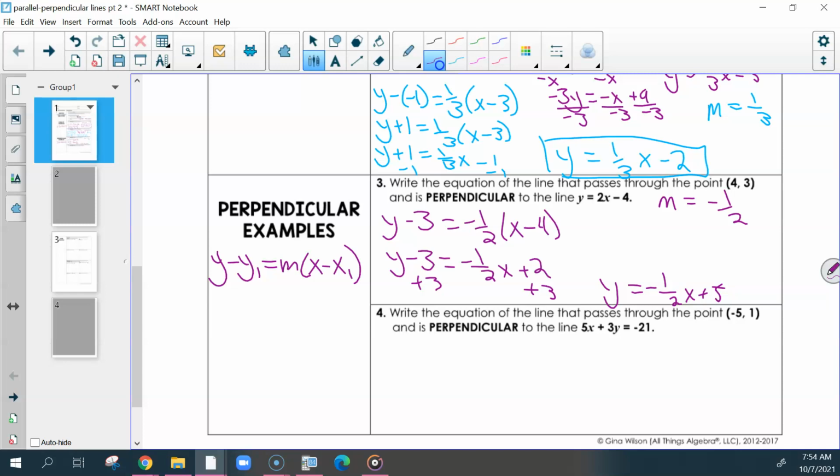Continue, get y by itself. And after that, you should get the equation y equals negative 1/2 x plus 5. For these two equations, the slope just needs to be a negative reciprocal. The y-intercept could be the same, could be different. That doesn't really matter. Questions on that process?